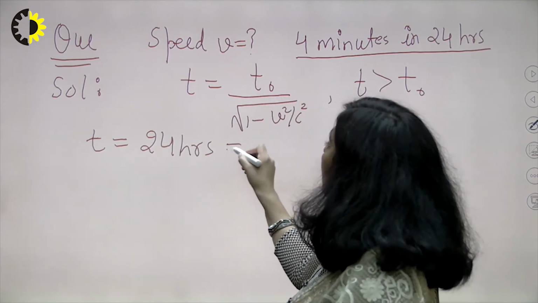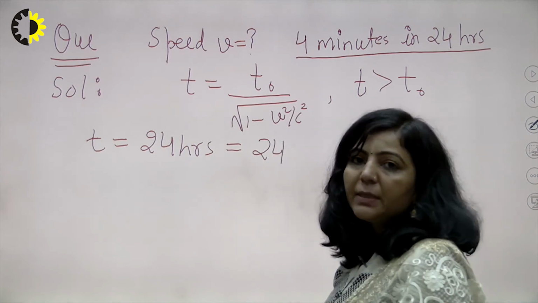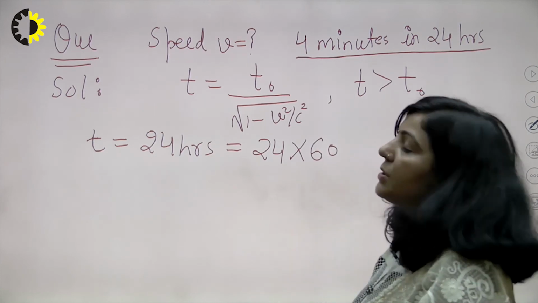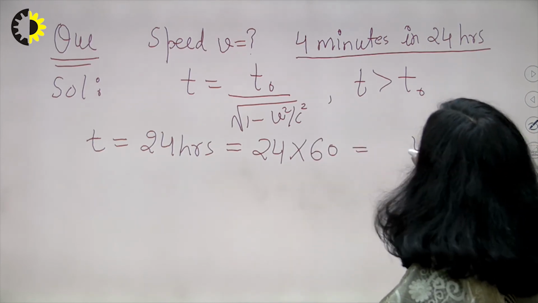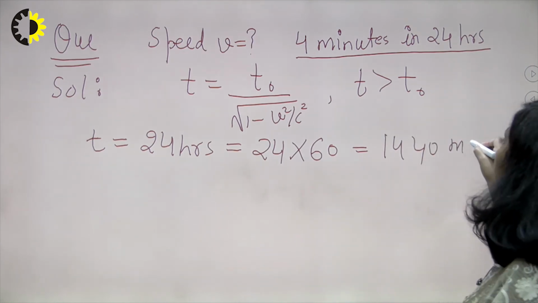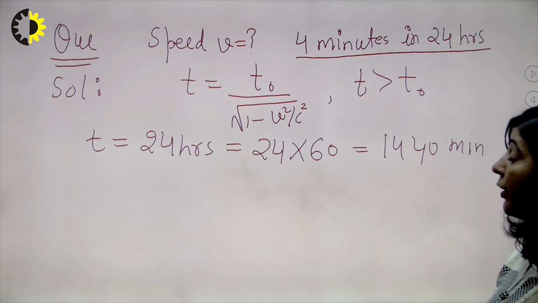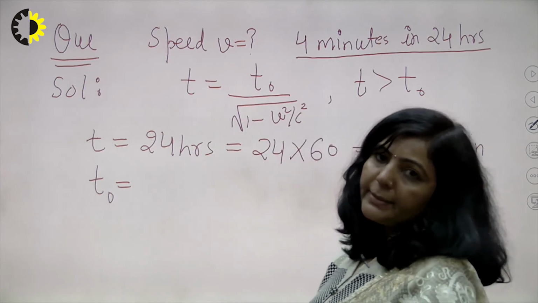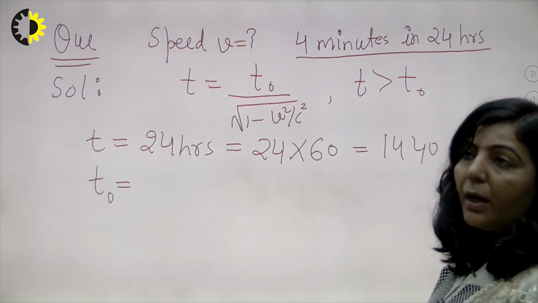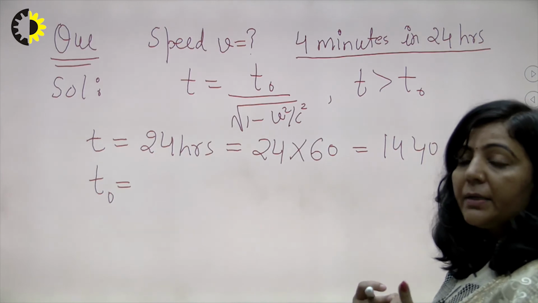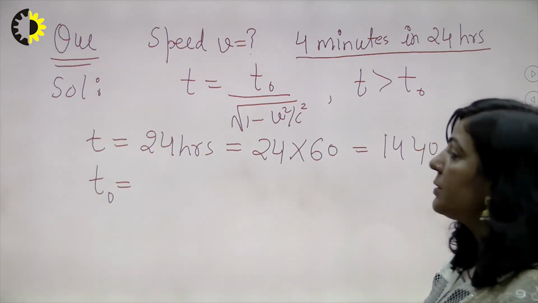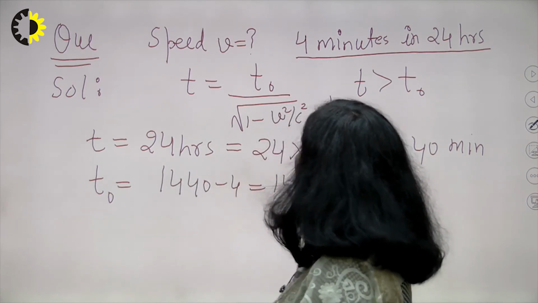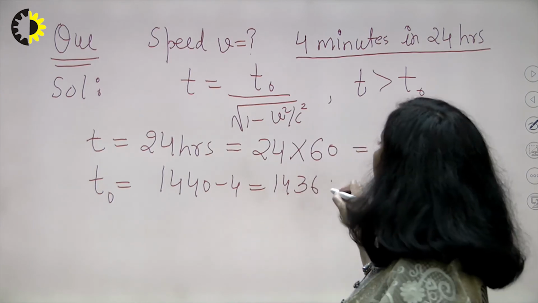24 hours you can convert into minutes as well as seconds. So I am converting it into minutes, 24 into 60, which is 1440 minutes. So your T is 1440 minutes, and T naught is the time measured by the moving clock, and that moving clock will measure a time which is short by 4 minutes. It means 1440 minus 4, so 1436. This is the time measured by that moving clock.